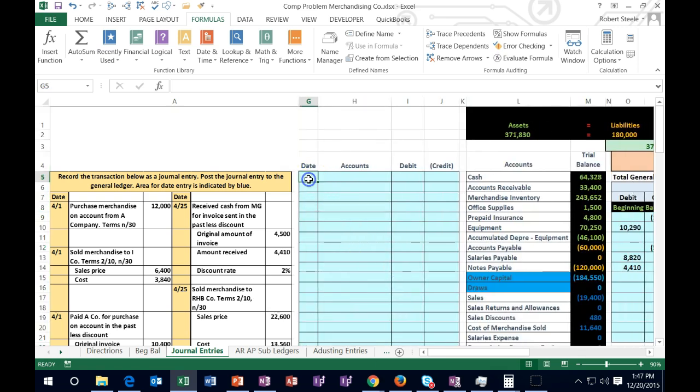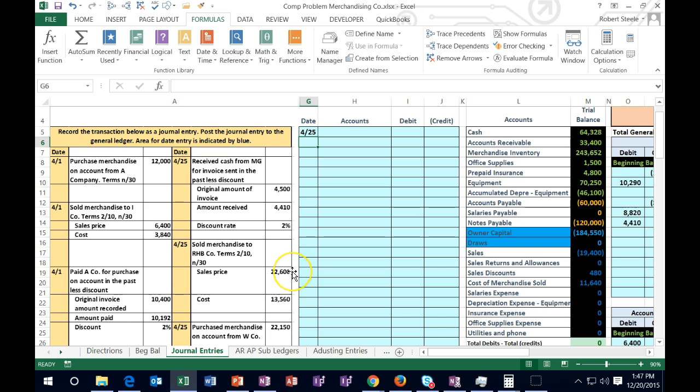Alright, so we're going to start on the next transaction, which is also going to be on 425. But we are down here on this second transaction, where it says we sold merchandise to RHB Company, terms 2/10, n/30. So we're going to go a little bit faster here because these will be similar transactions. We're just going to finish out the month, and of course much of the transactions will be much the same because we are in the same type of business.